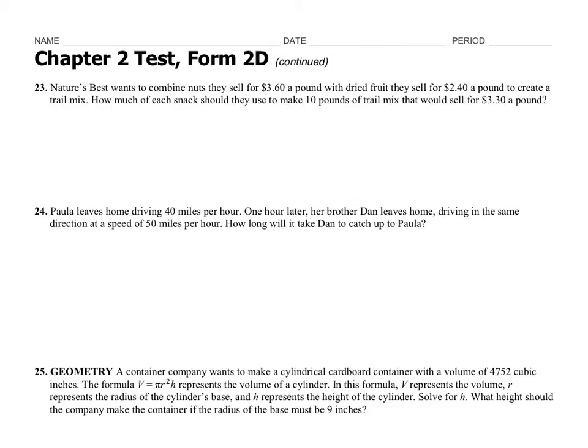Alright, so it looks like we're combining nuts and dried fruit to make up a trail mix. Now this one's kind of different because it says how much of each snack should you use to make 10 pounds of trail mix that costs that much. Well, the trail mix is what my end result is. Okay, so this is the trail mix. And I'm going to have to add on nuts and fruit.